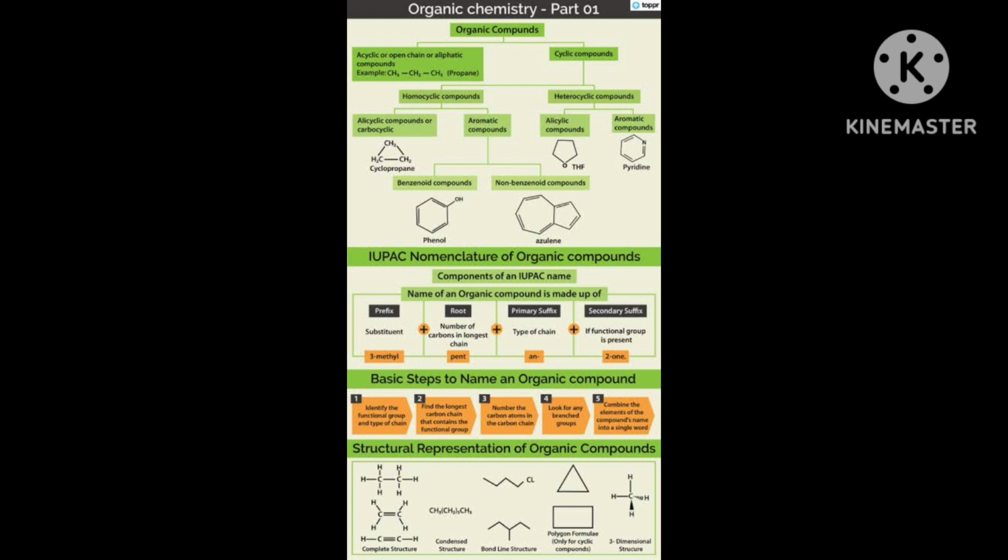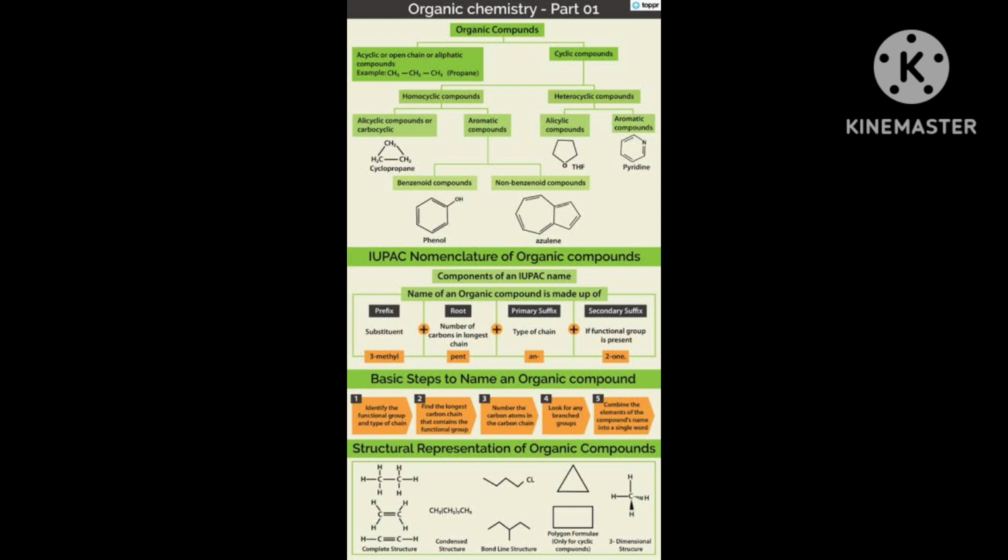6 carbons should be there. Other related ring compounds are called benzenoid. Benzene is only 6 carbons, but if any compound is similar to benzene, then that is called benzenoid. If a benzene ring is there in another compound, then that is called benzenoid.